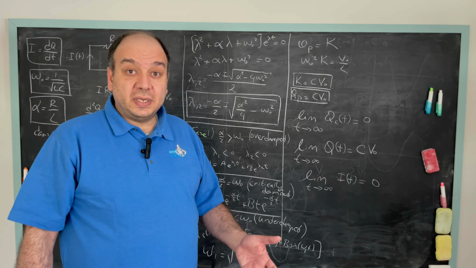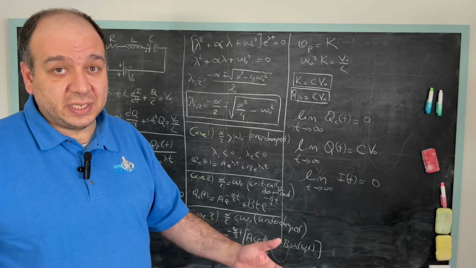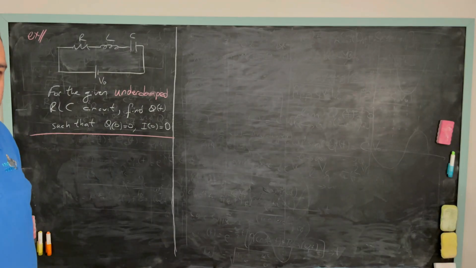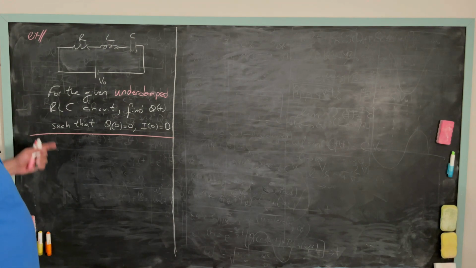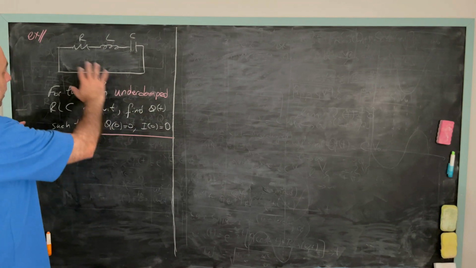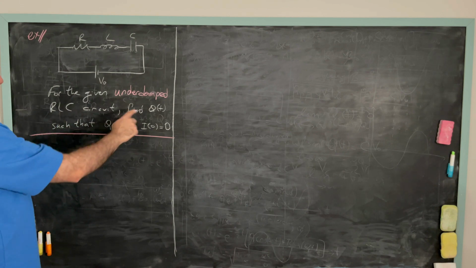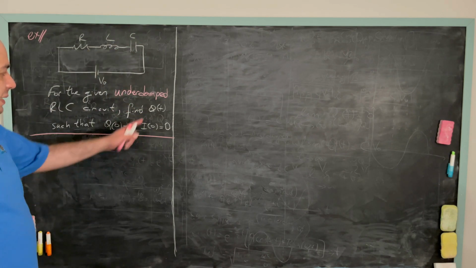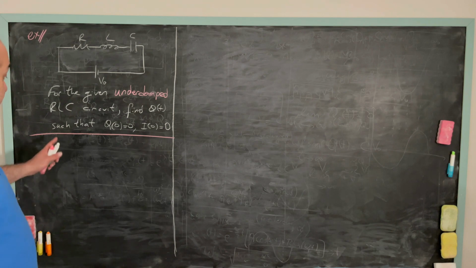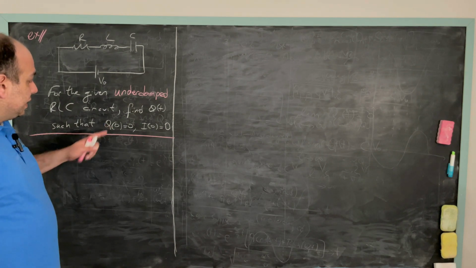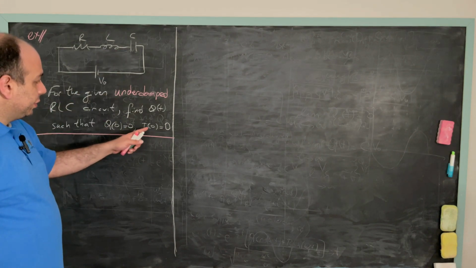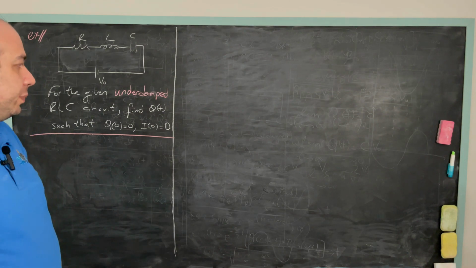We will now solve an example problem to complete this section. We would like to complete this section by solving this example. So in this problem, for the given underdamped RLC circuit, we would like to find the charge on the capacitor as a function of time, such that initially when t is equal to 0, the charge on the capacitor is 0 and the current in the circuit is equal to 0.